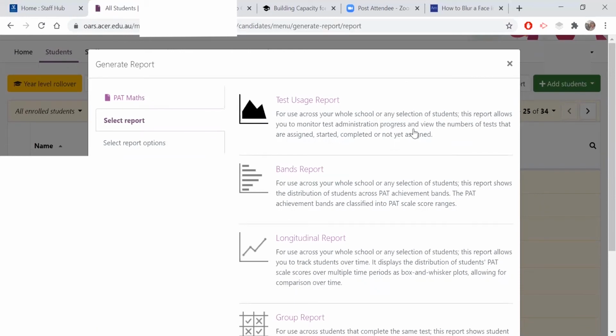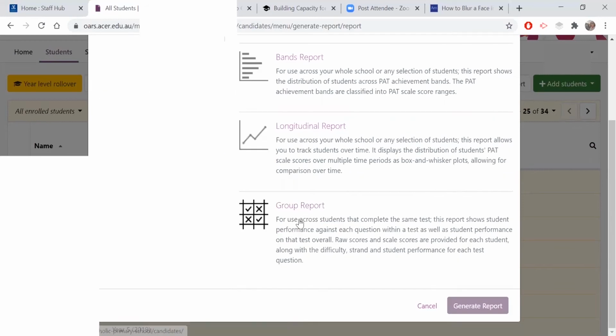There are 4 types of reports that I can get. I can get the test usage. That's just who's done what test. The bands report, who has achieved what band. The longitudinal report I'll do in another video. That is your growth report. Very, very good. And finally, I'm going to do the group report.